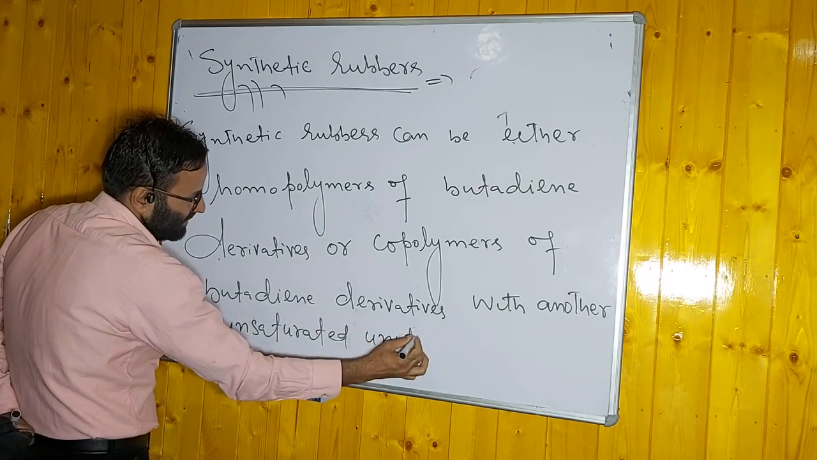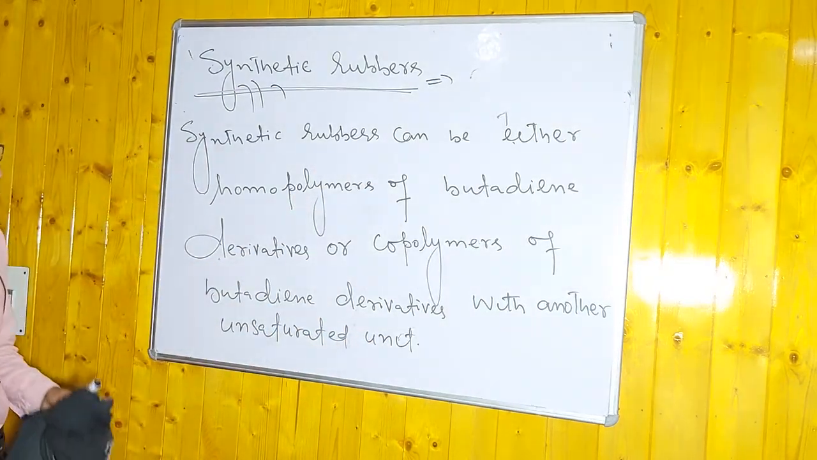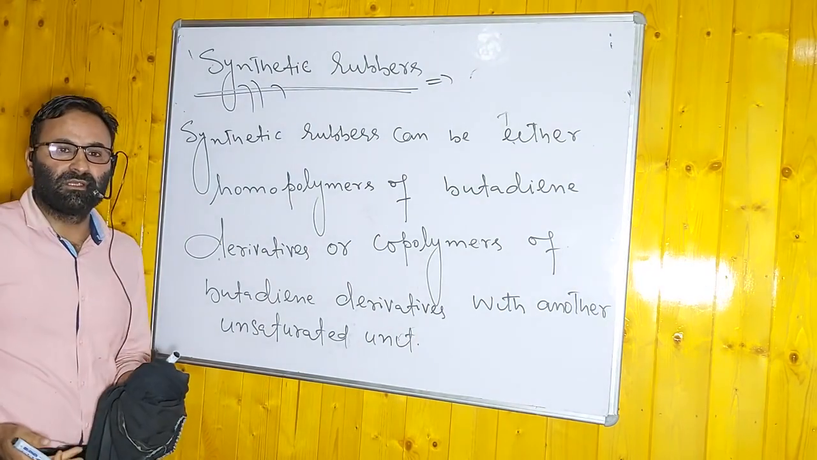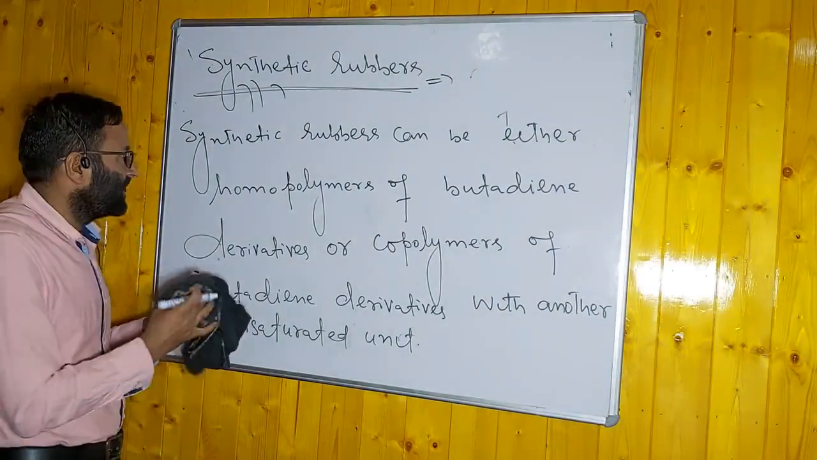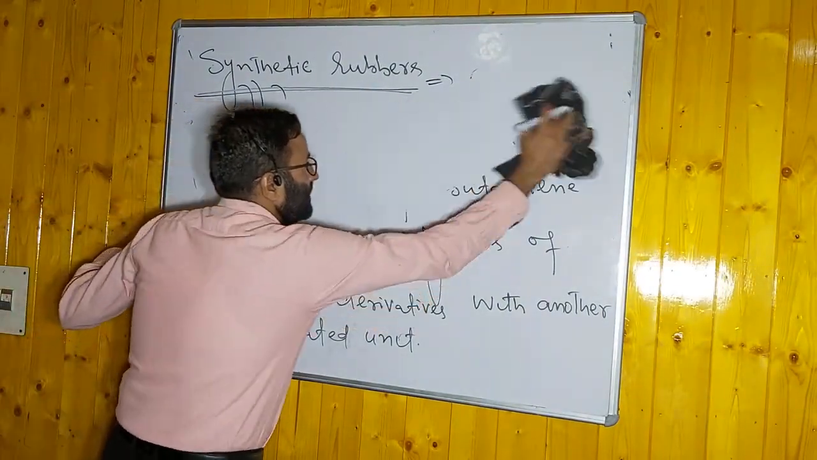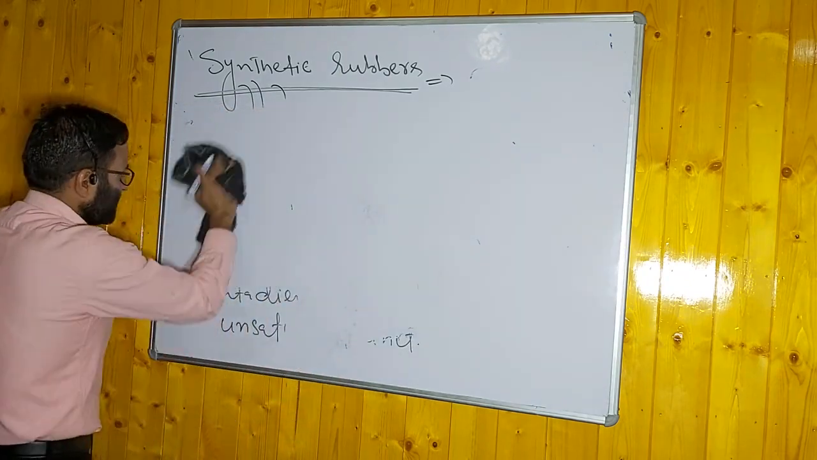Now we will understand this by taking the examples. You have to discuss four important synthetic rubbers. We'll discuss them. Now we will mention important synthetic rubbers.